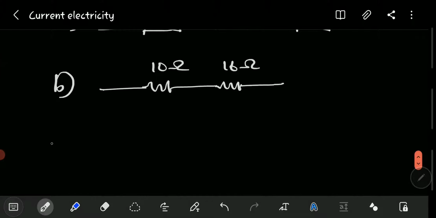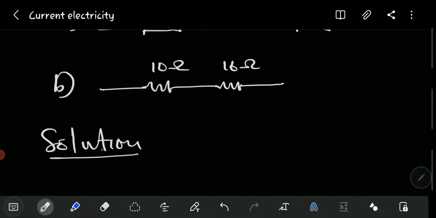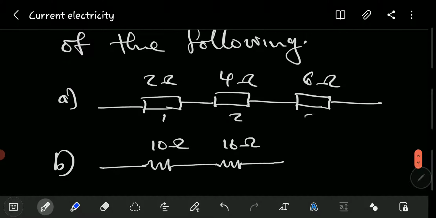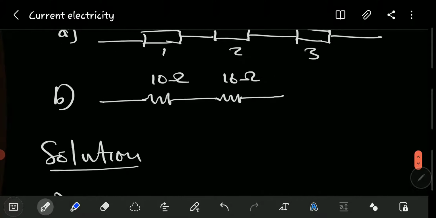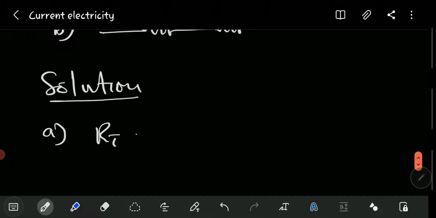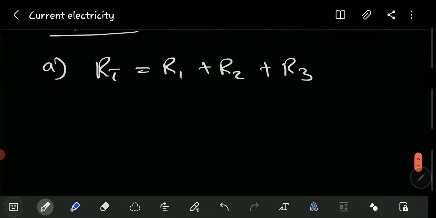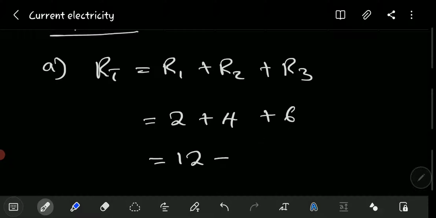So solution for A. How many resistors do we have? We have 1, 2, 3. So we've got 3 resistors. So we're going to say the total resistance is equal to R1 plus R2 plus R3. R1 is 2, R2 is 4, R3 is 6. So we are going to say 2 plus 4 plus 6. 2 plus 4 is 6. 6 plus 6 is 12. So this is going to be 12 ohms.